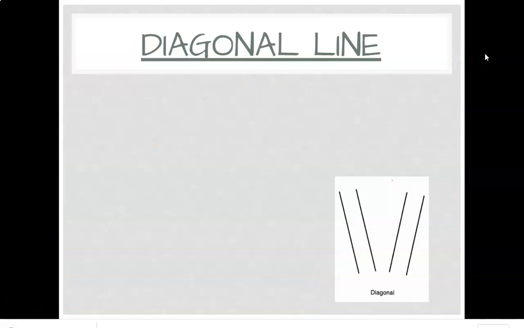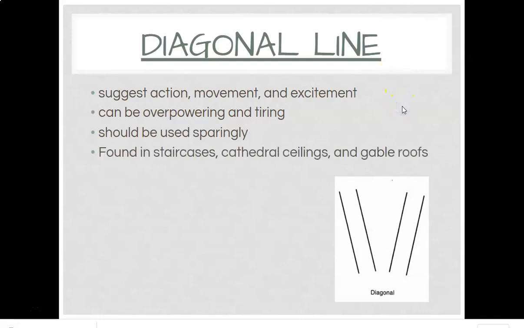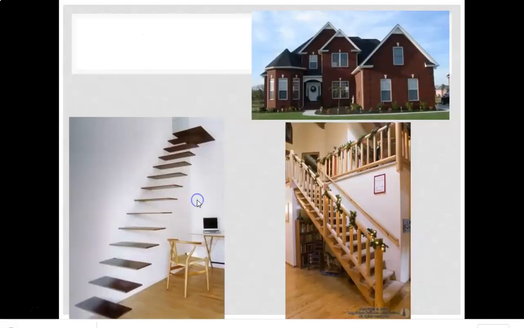The next type of line that we're going to talk about is called a diagonal line. Now, diagonal lines can go either this way or this way. They suggest action, movement, and excitement. They can be overpowering and tiring. They should be used sparingly, not a lot. We tend to see these in staircases, cathedral ceilings, and gable roofs.